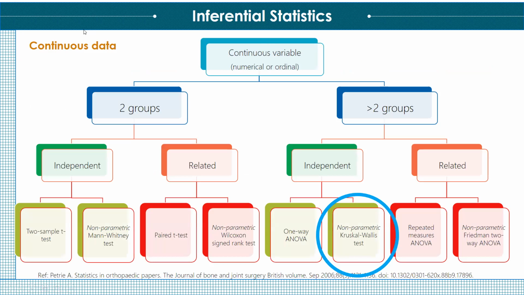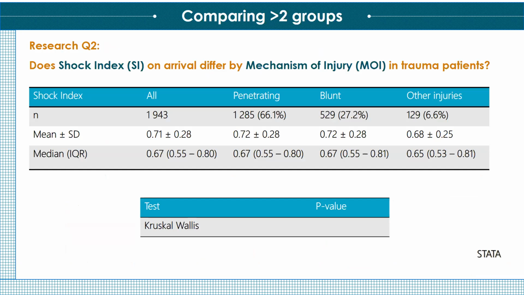So in our continuous data again, because shock index is a continuous variable, but this time we're going to the right because we're comparing more than two groups that are independent patients and it's a non-parametric distribution. Therefore, we will be applying the Kruskal-Wallis test. Okay, so let's go to Stata.